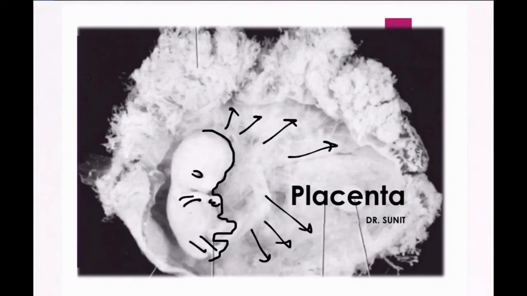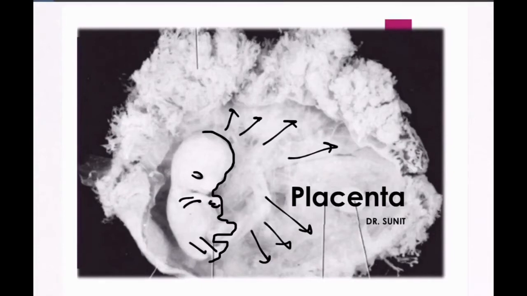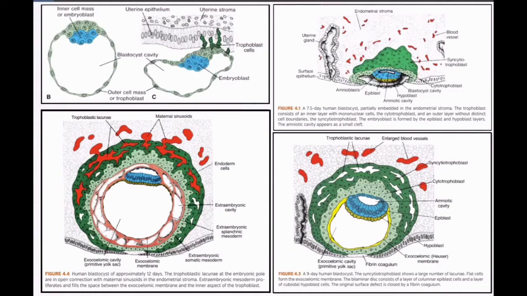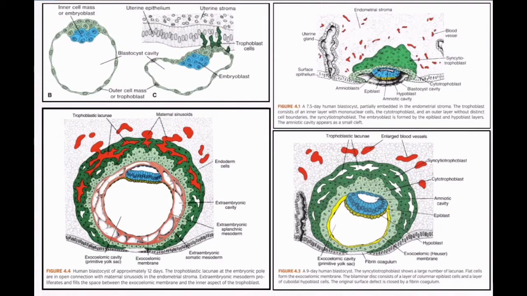Everything that I just described is what it looks like at term. Let's try to see how we begin from the implantation stage to reach this beautiful looking structure called the placenta. Now, I want you to follow a clockwise scenario here. Then it would be chronological, right? Let us start with day 6.